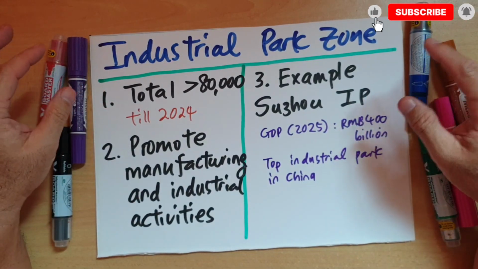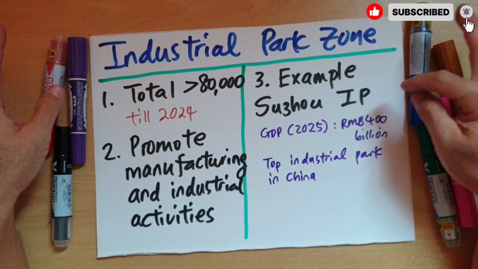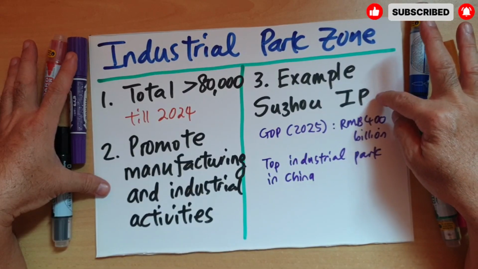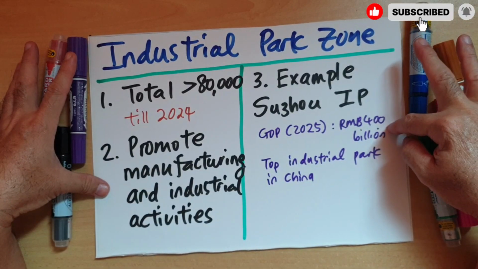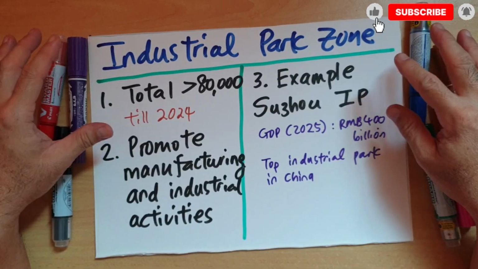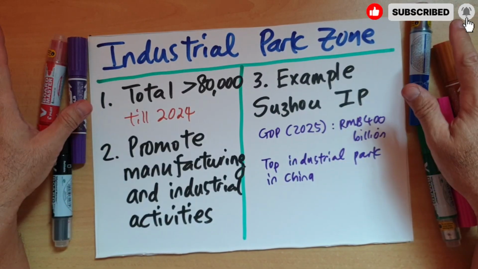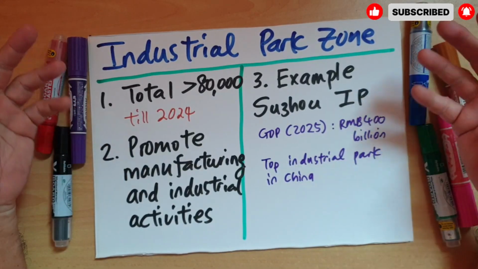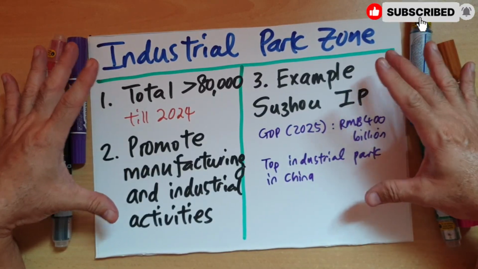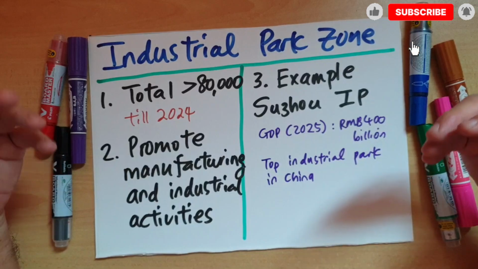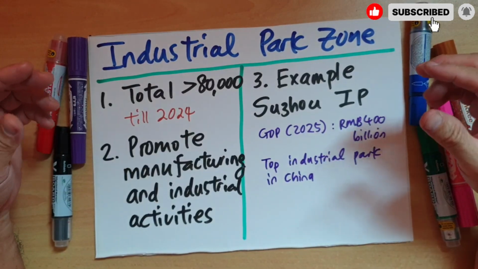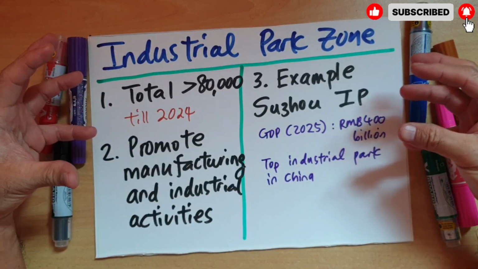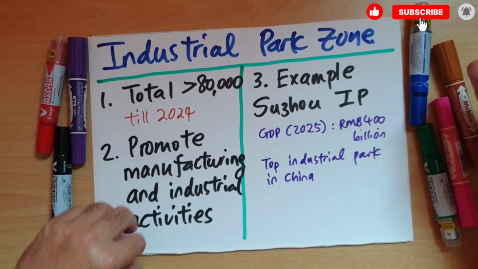A very good example of an industrial park is Singapore Suzhou Industrial Park. For the year 2025, the GDP of Suzhou Industrial Park is close to renminbi 400 billion. Suzhou Industrial Park has been ranked among the top industrial parks in China for many years, usually in the top 5 or top 10. So this industrial park basically contributes to the manufacturing and industrial capabilities of China, ensuring better integration and better supply chain management within the same industrial park for all kinds of manufacturing activities.